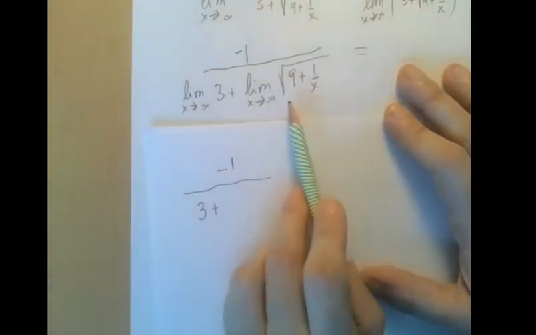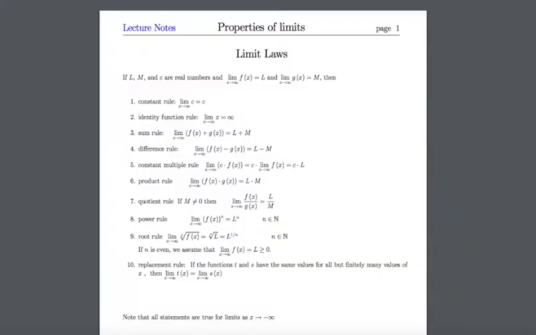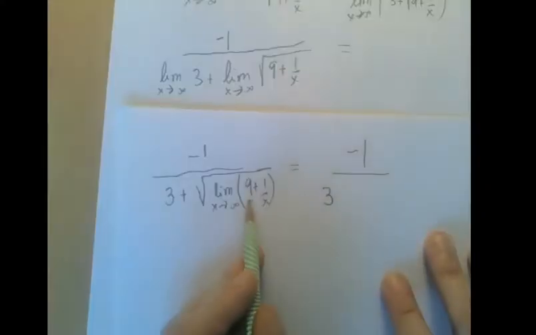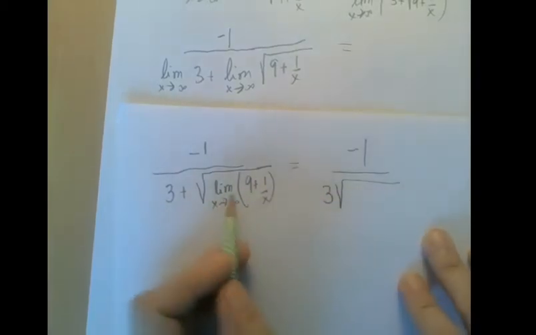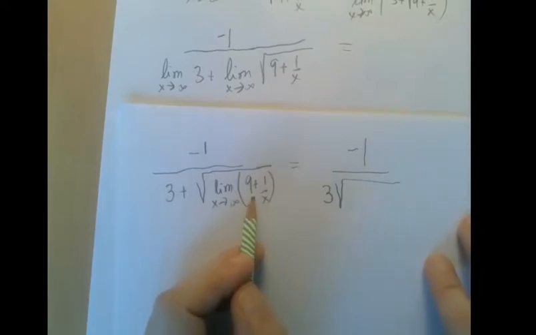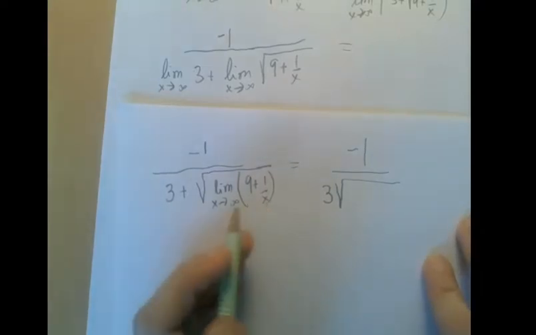And now here we're going to apply the root rule, number 9, where we can say that the limit of the square root is the same as the square root of the limit. Now we're going to apply the sum rule, right? That under the radical, the limit of 9 plus 1 over x is the same as the limit of 9 plus the limit of 1 over x.